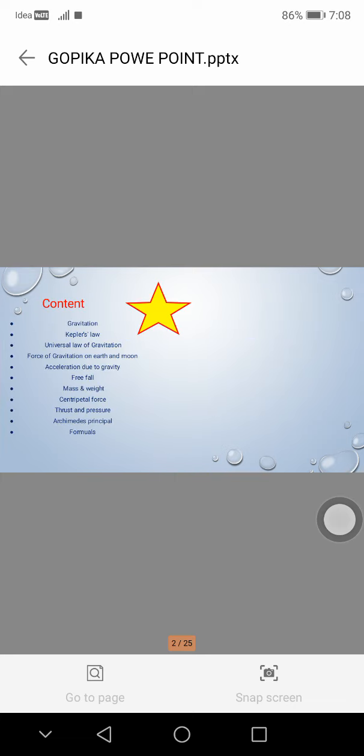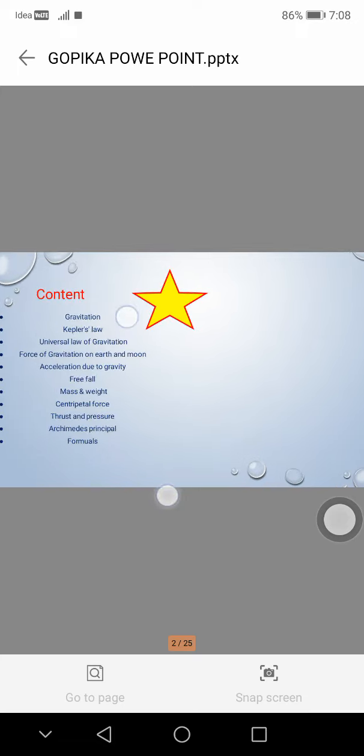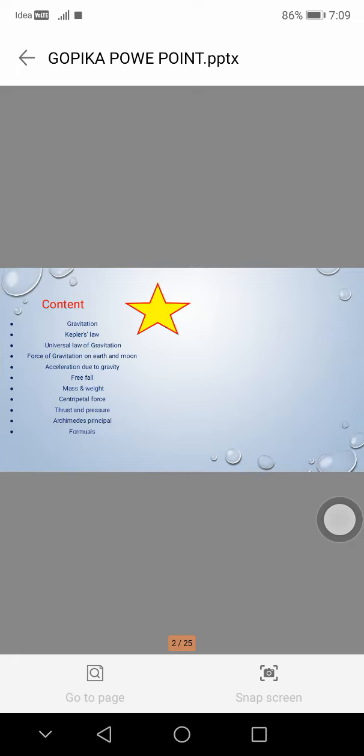Let's look up. So what are the topics involved in this chapter? There are many topics involved. You have to first understand, in an easy way, gravitation, universal law of gravitation, Kepler's laws, force of gravitation on Earth and Moon, free fall, mass and weight, thrust and pressure, Archimedes' principle, formulas, and some questions.